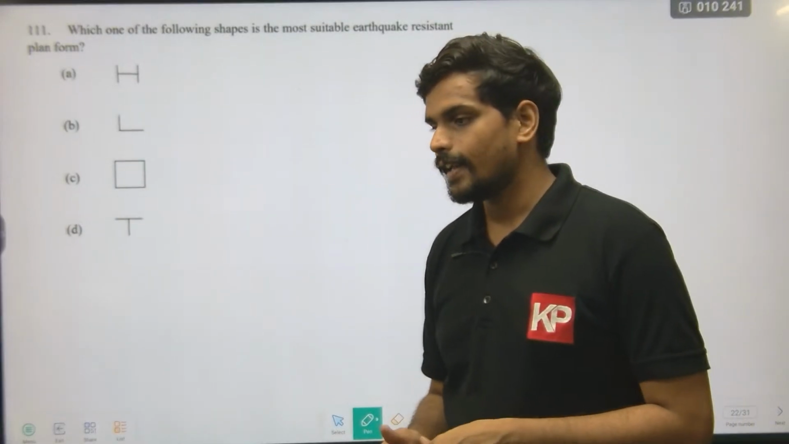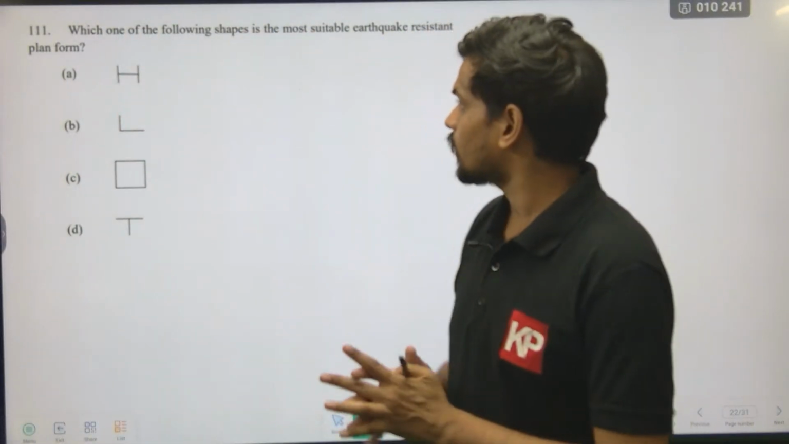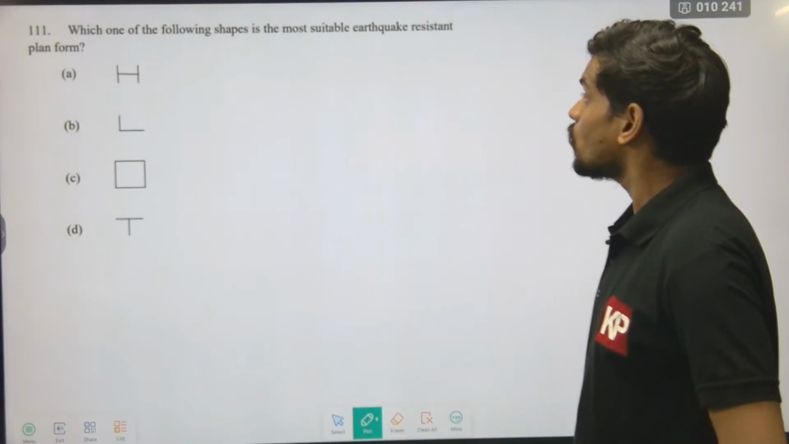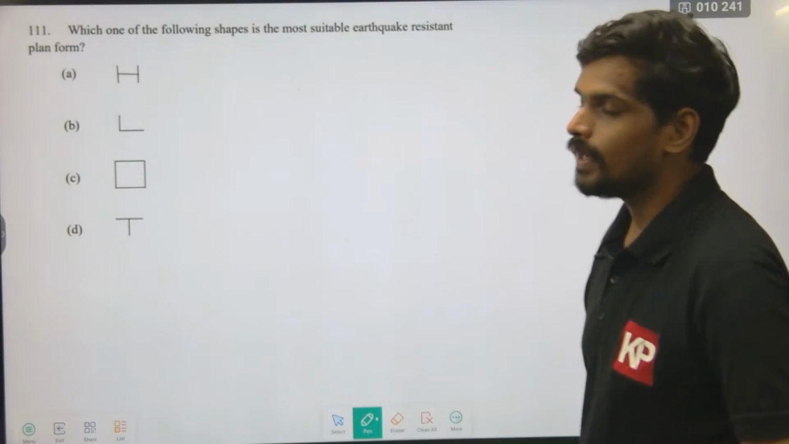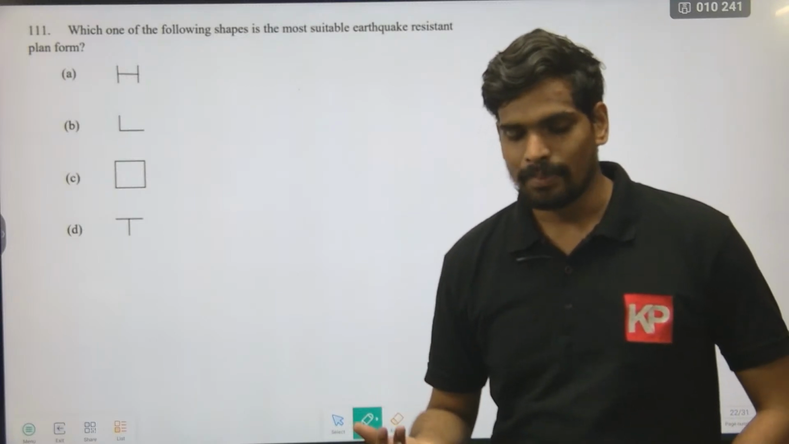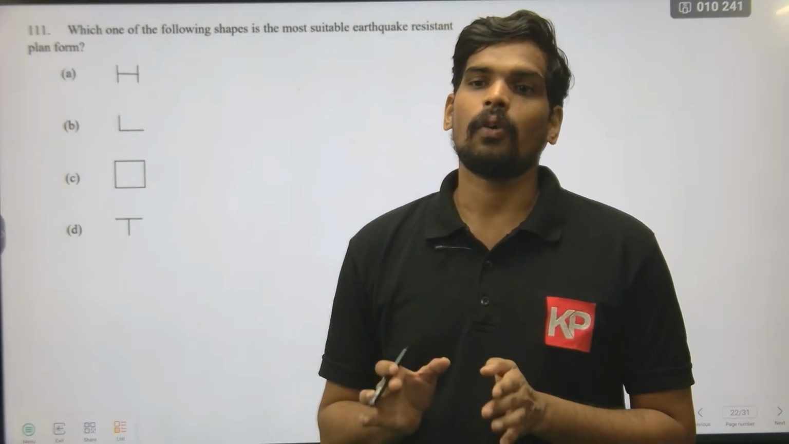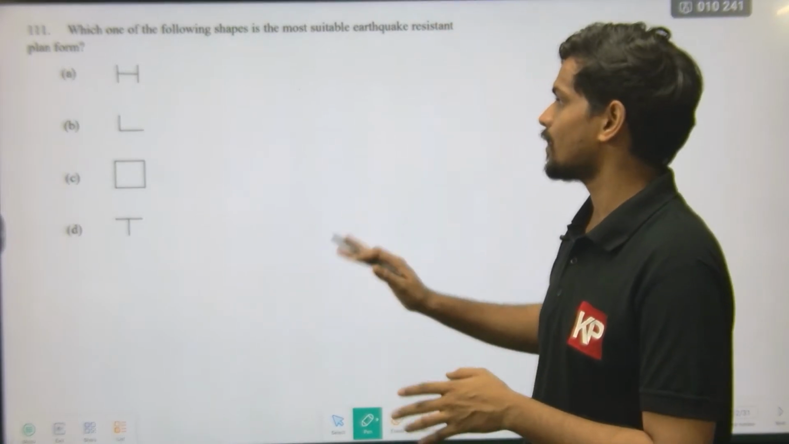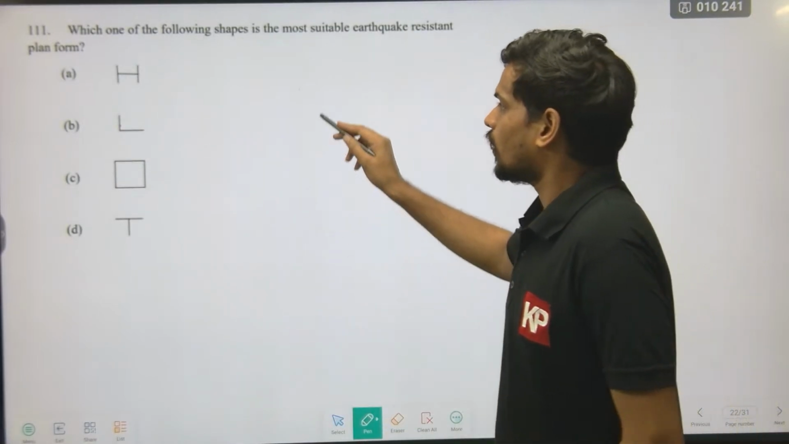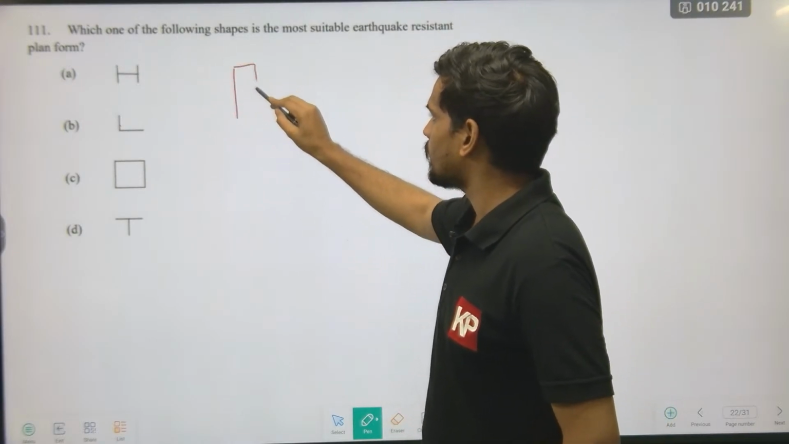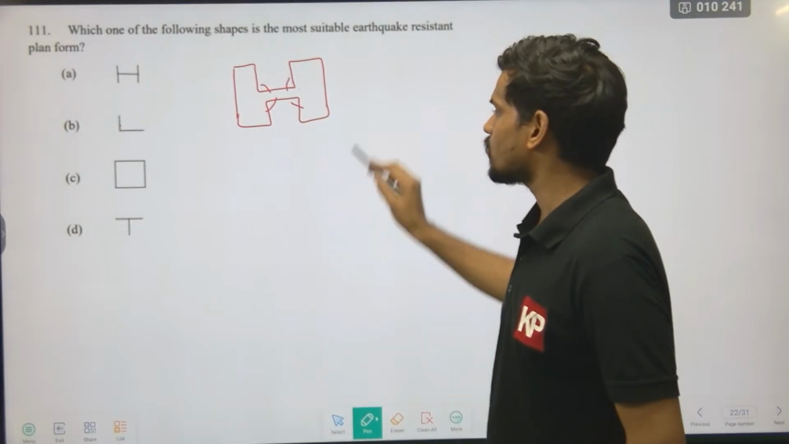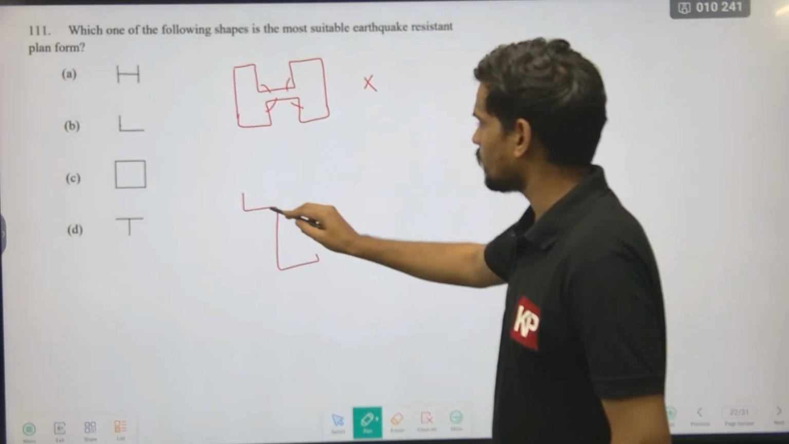Looking into question number 111. So we have 10 more questions which we will be doing in the next 10 minutes. Which of the following shapes is most suitable as an earthquake resistant plan form? I hope you know this. From the earthquake resistance point of view, for building plans, the plan should be simple without many corners to it. So it should be simple in form without many 90-degree angles being formed in the exterior. Plans like the I-shaped building plan will form a lot of exterior 90-degree angles. These exterior 90-degree angles should be avoided. Even in T you have those angles formed.